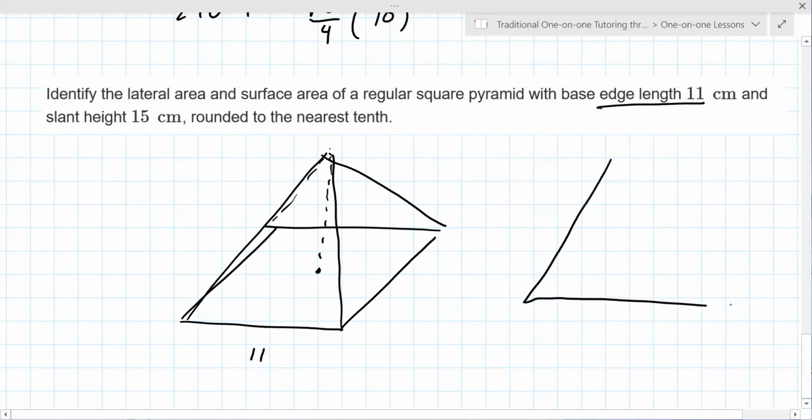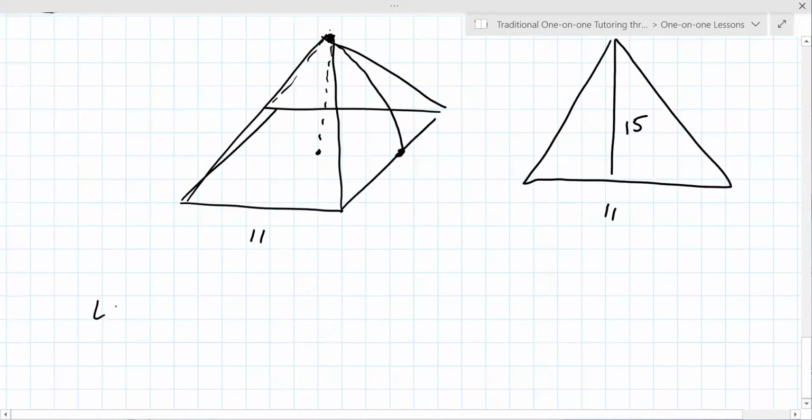So on one of those faces, this is 11 and then the height is 15. That's what's meant by the slant height. It's like if you could take a point from here all the way up to the top. It's in the middle, but since it's a pyramid, it's just slanted. Yes, good. So the lateral area is the area of one of the triangles, 1/2 base times height. But this time, how many triangles are there? There are 4 triangles. All right, so go ahead and calculate that.